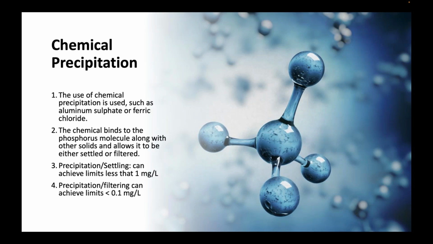And then the other thing you can do is you feed the chemical to bind, which creates a larger solid with the phosphorus molecule, and then you send that through a filter, which we'll talk about, which ultimately is a physical barrier. Clean water goes through the filter. Phosphorus and solids stay on one side. You get down to 0.1, potentially much lower than 0.1.